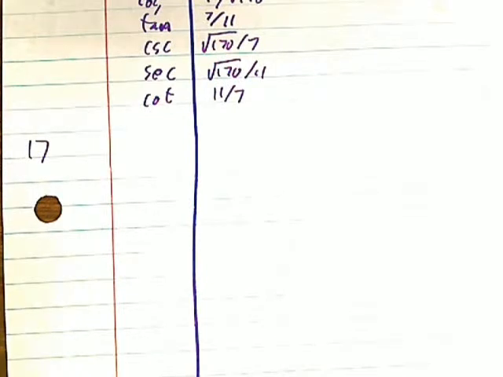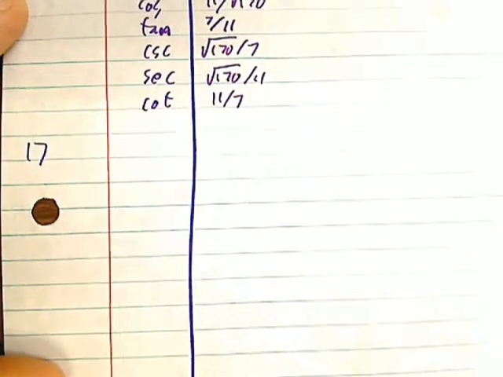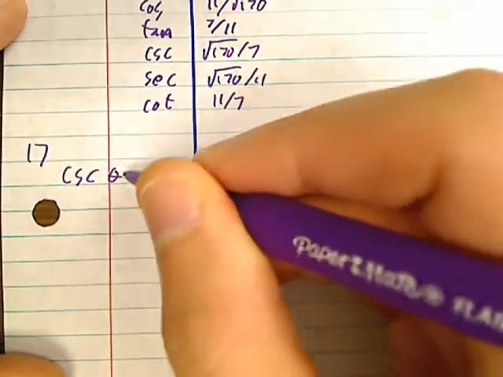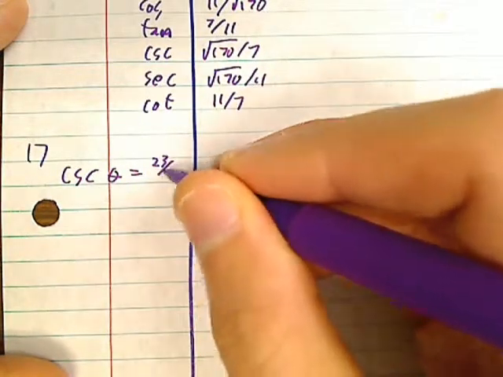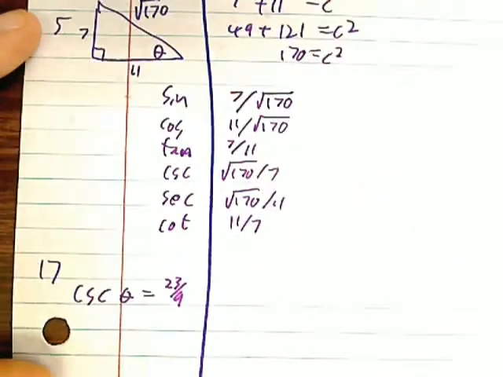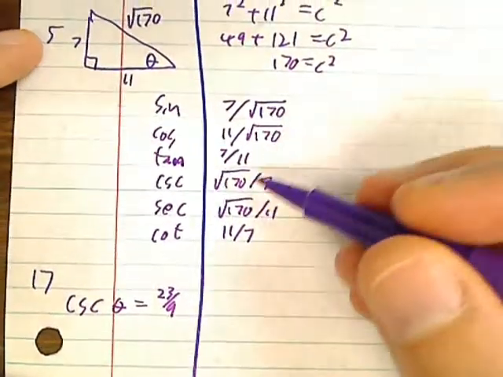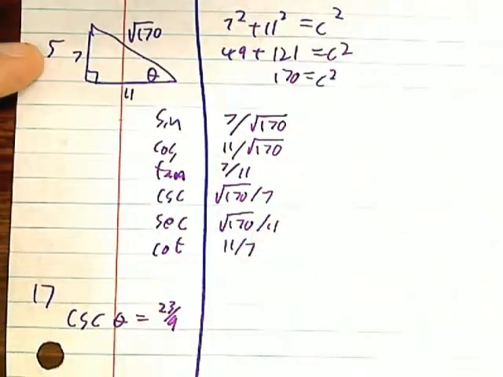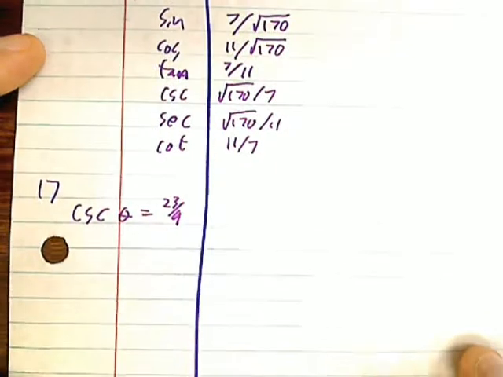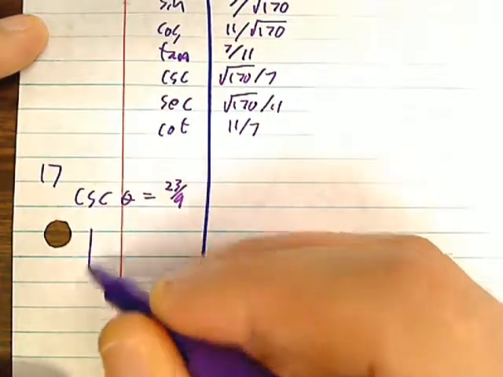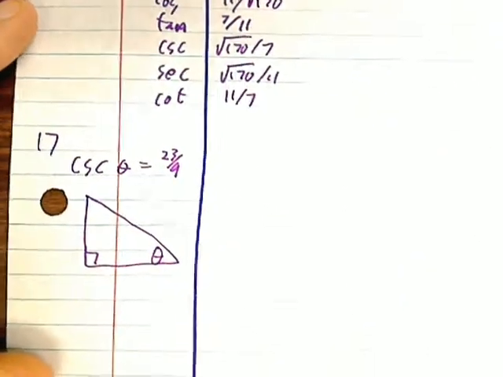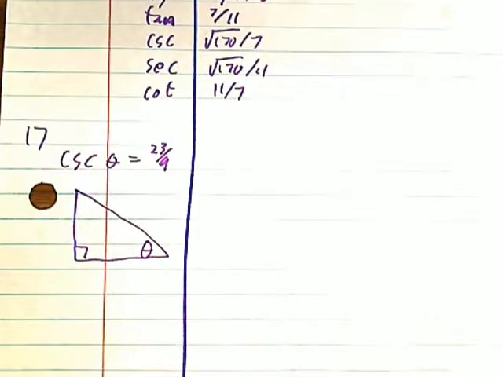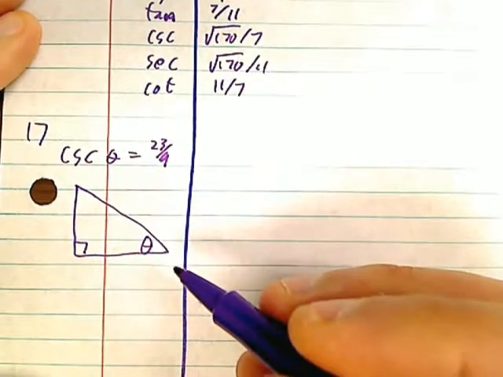Number 17 says, evaluate the remaining trig functions. So 17 says cosecant of theta equals 23 over 9. Okay, well, what is cosecant? Cosecant is the reciprocal of sine. Let me go ahead and try to get you started here. Let's draw another right triangle. There's your angle theta. Try to put that 23 and that 9 on the triangle, and find the other side and work from there. And then we'll get the 6 trig functions.